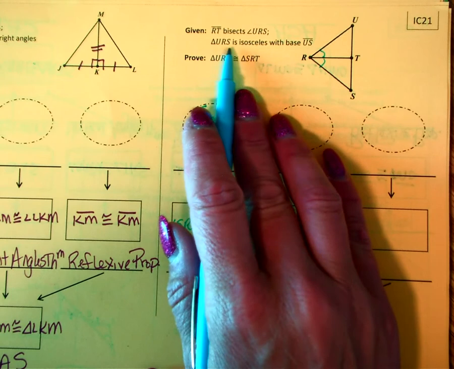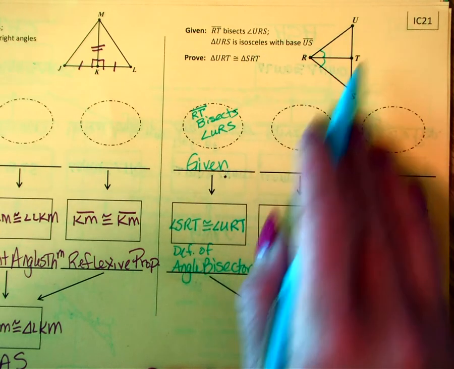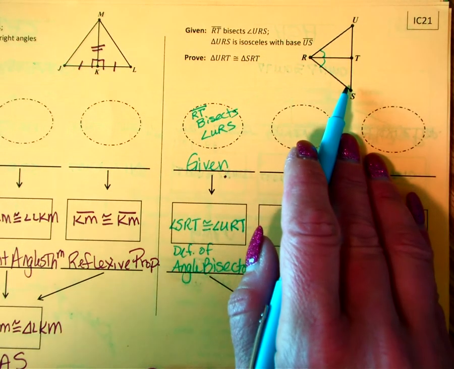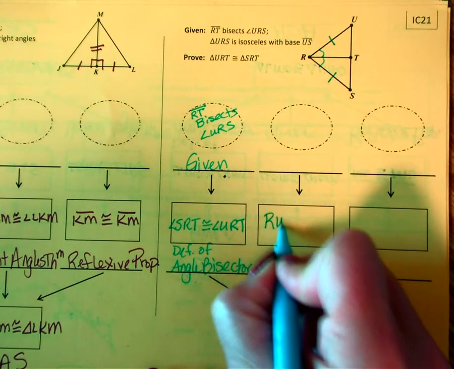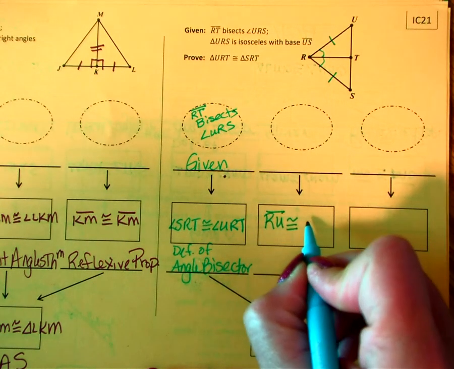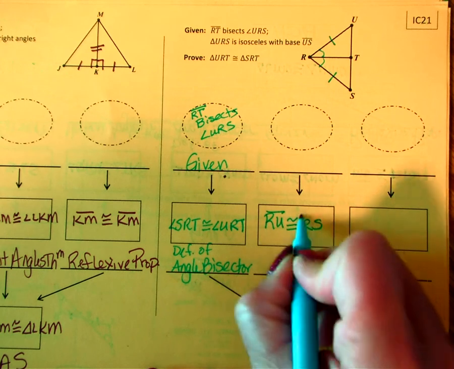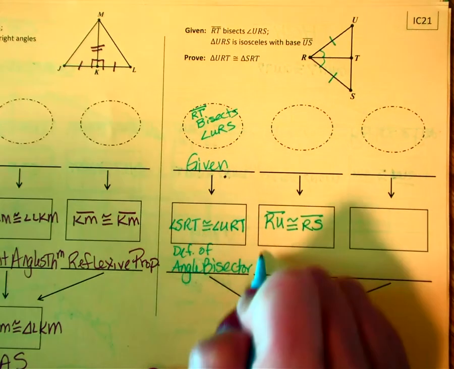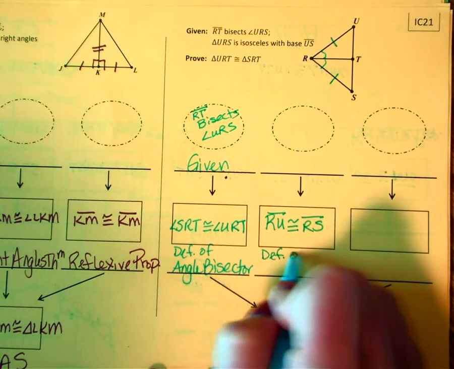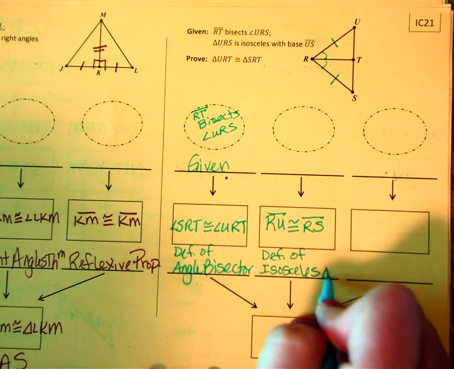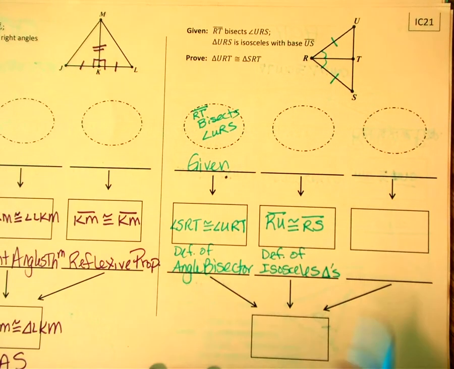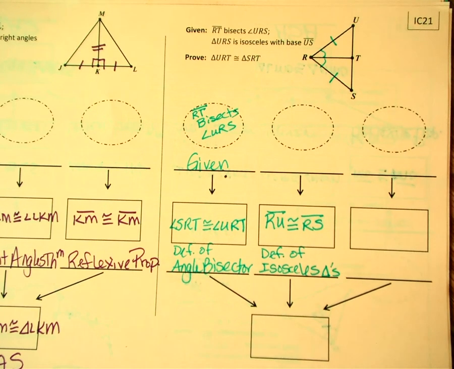Next, I'm given that URS is isosceles with a base of US, okay, which says that RU is congruent to RS because it is our definition of isosceles triangles. Isosceles triangles, that's a little triangle I abbreviated.